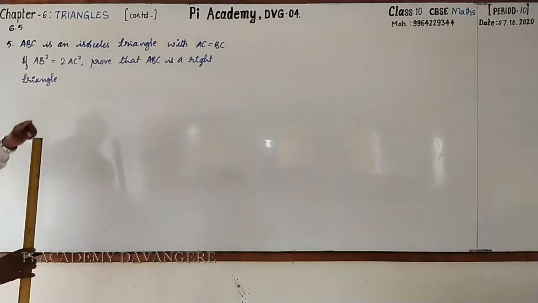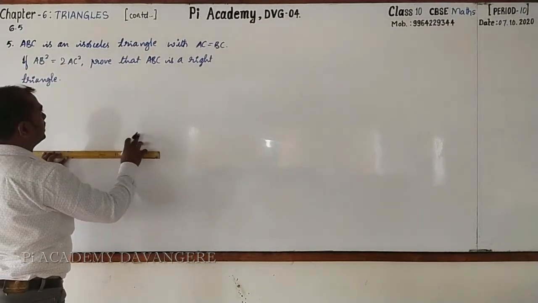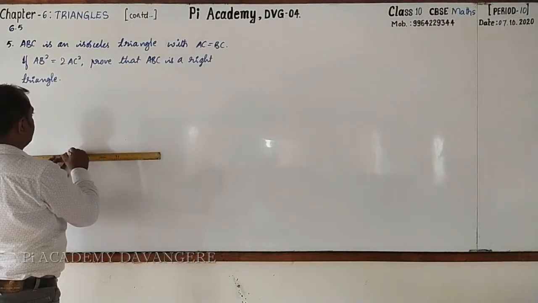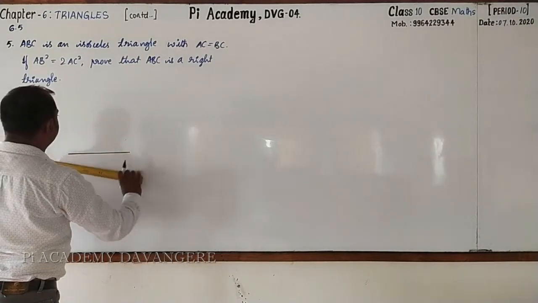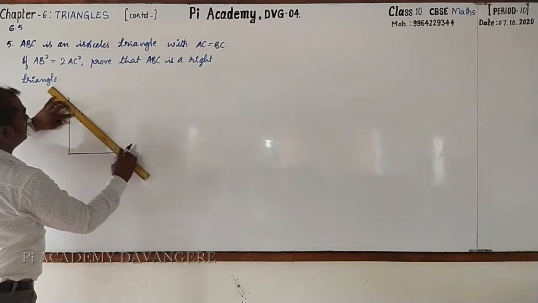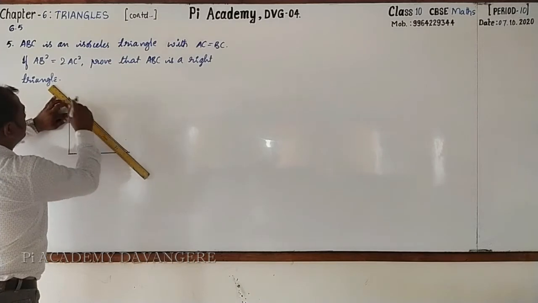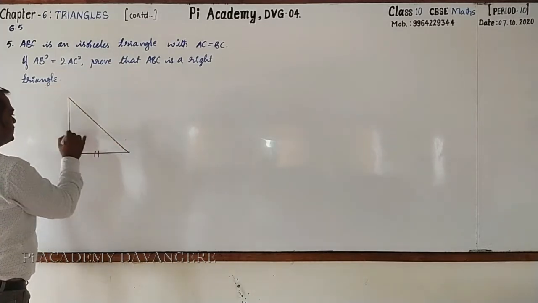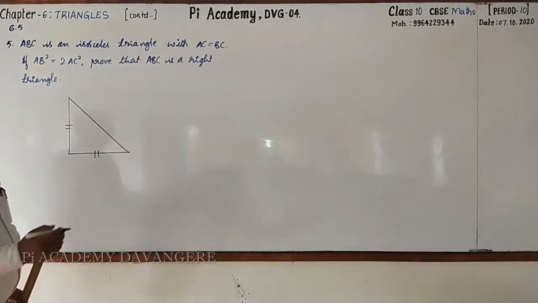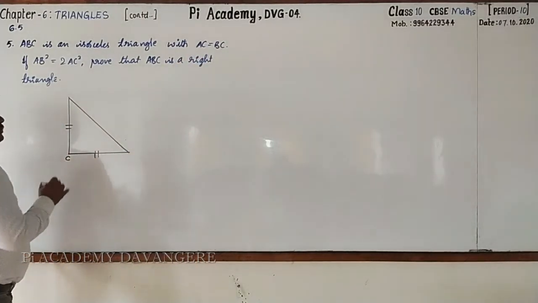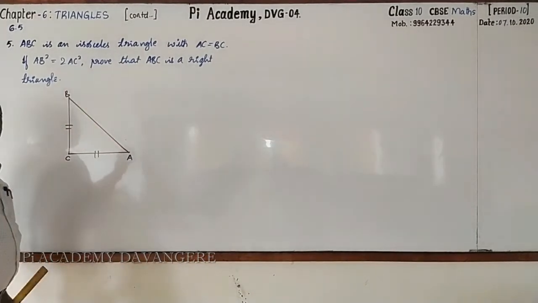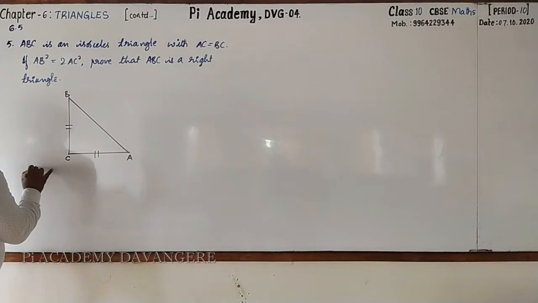They have given ABC is an isosceles triangle with AC equal to BC. I'll draw that. Please go on drawing with me. This is an isosceles triangle. How? Because two sides are equal. Which two sides are equal? AC and BC. Then obviously C is the common vertex. Then this is A, this is B. Got it?